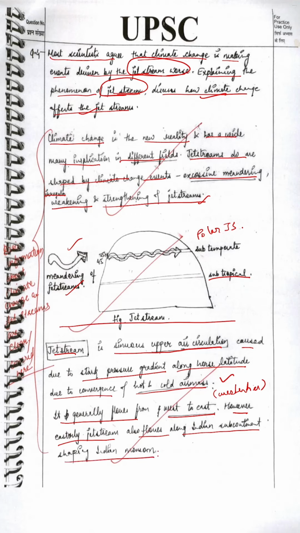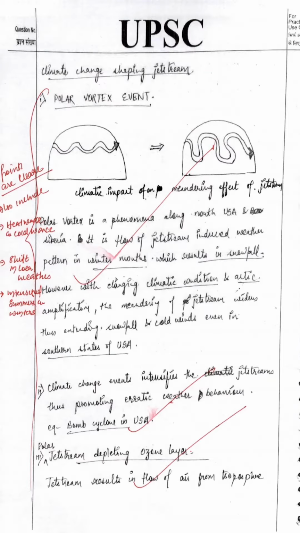Okay, this is a global jet stream which we are talking about, and this easterly jet stream is a local jet stream which is developed because of certain conditions during the monsoon period. So this is also highlighted in a quite good manner. Now, the climate change and shaping of the jet stream.